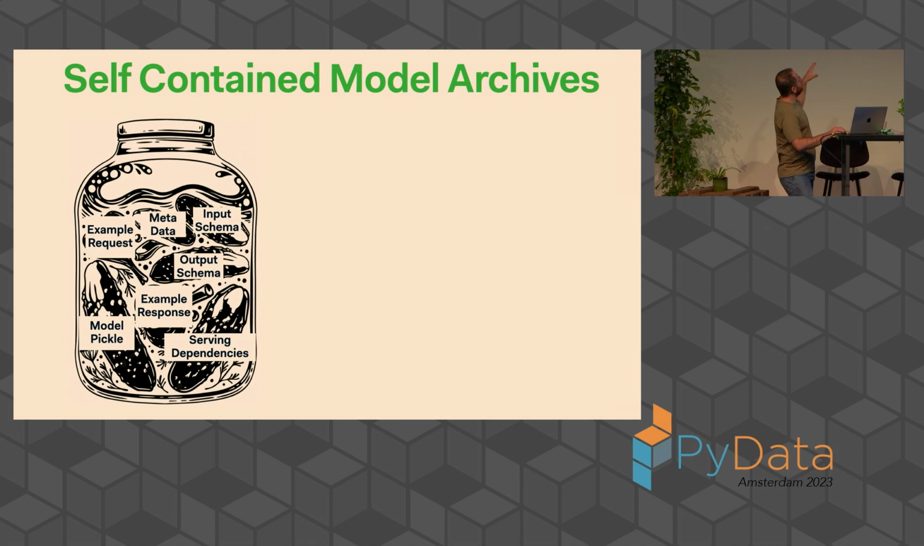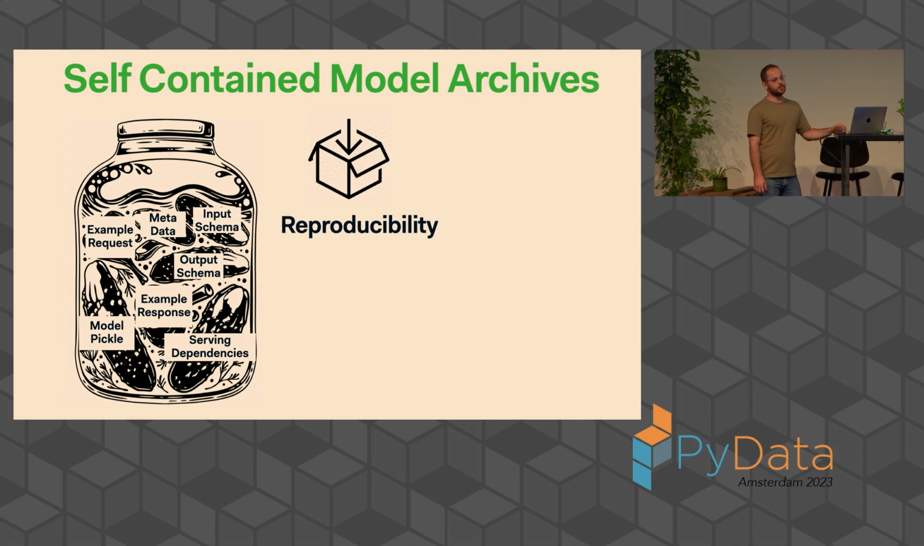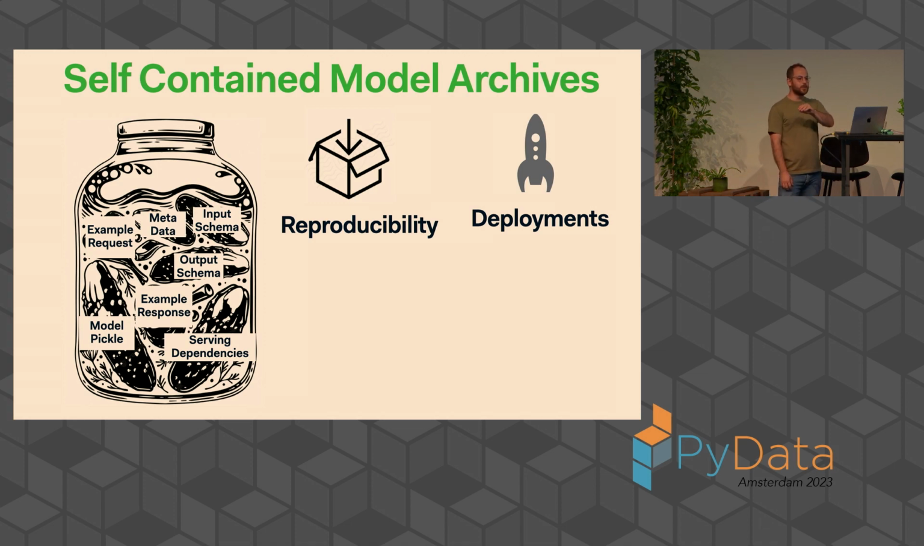So this is a jar that has not only your pickles, but also metadata, example requests, input-output schemas, serving dependencies. There's a lot more to it, but I try to keep it simple here and only look at the small components. Self-contained model archives really help with reproducibility, so it's easy for us to reproduce the models and run them in different environments. It makes deployments much simpler, and we can put them in different environments without any external dependencies.